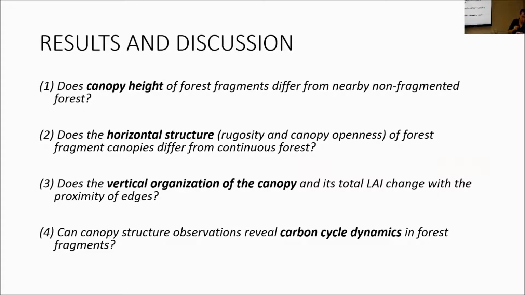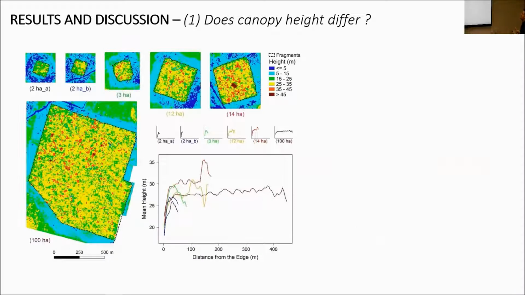Okay, let's go to discussion and results to answer these 4 questions: canopy height difference, rugosity and open canopy, the leaf area density, and the linkage between LIDAR and field data. The first question is, is the canopy height different?